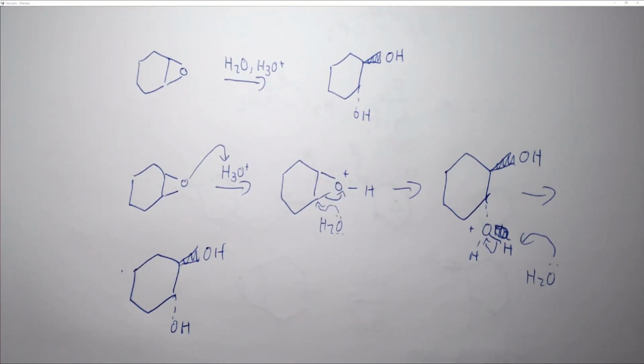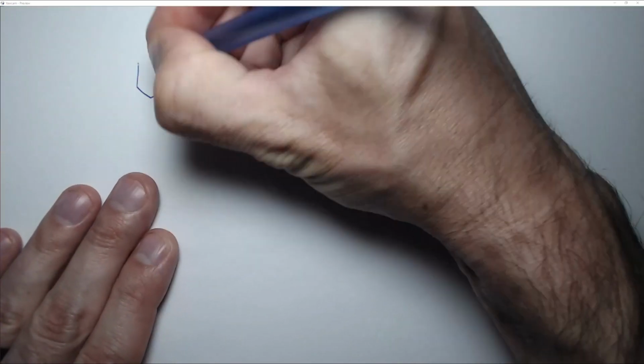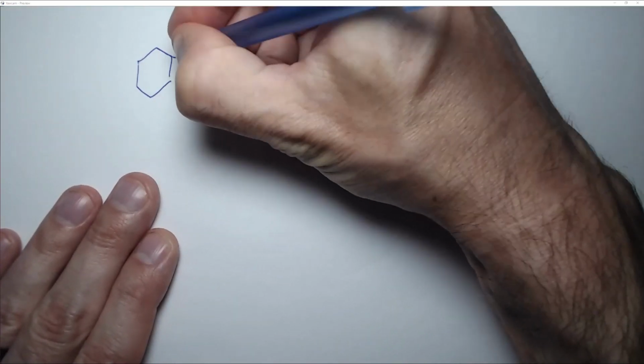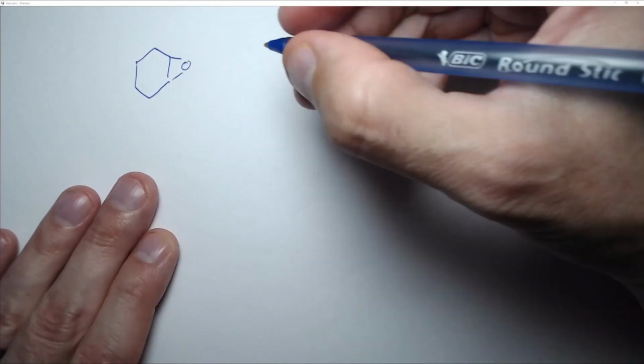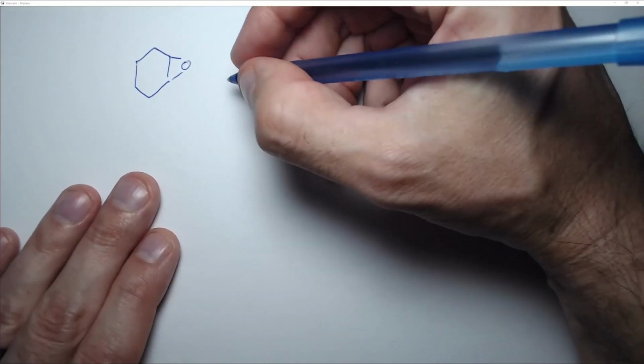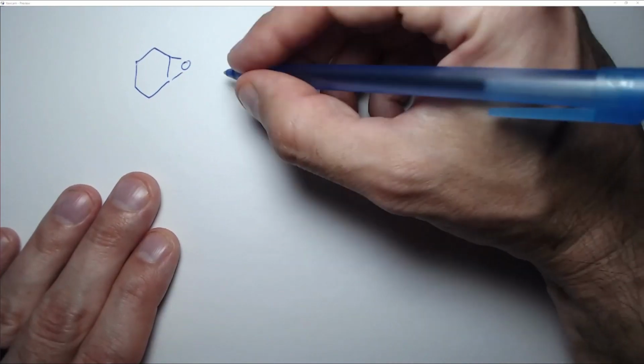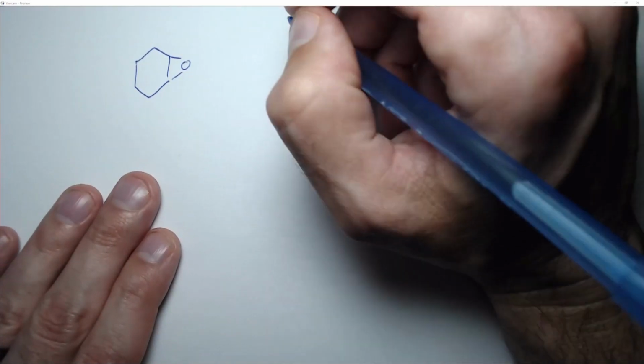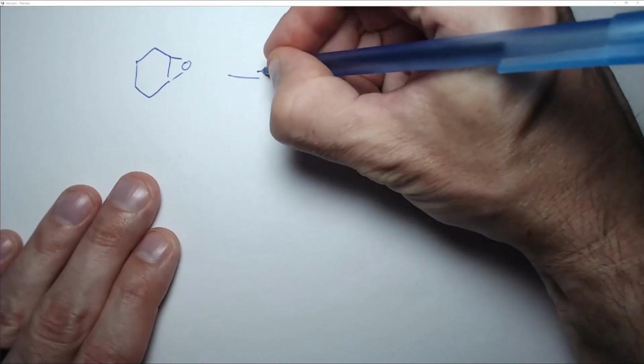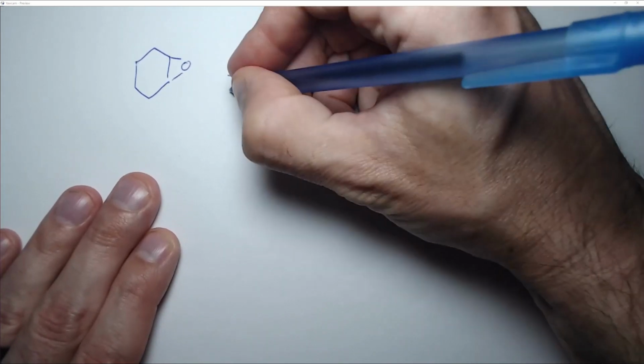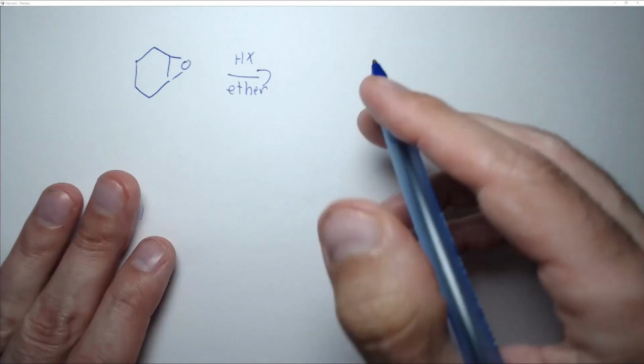If we look at some other examples, we could also add different types of nucleophiles. This is extremely similar, and in fact it's so similar I'm not going to show the mechanism, but let's imagine that we have this same epoxide, but this time instead of adding water and H3O plus, possibly sulfuric acid or something where the counterion is not a good nucleophile, we could have HX in ether. Well, what's going to happen here?